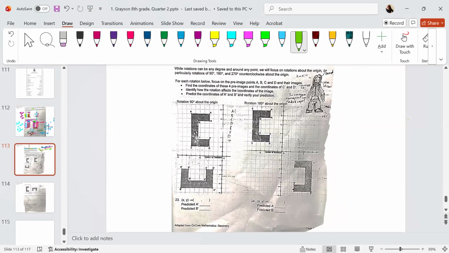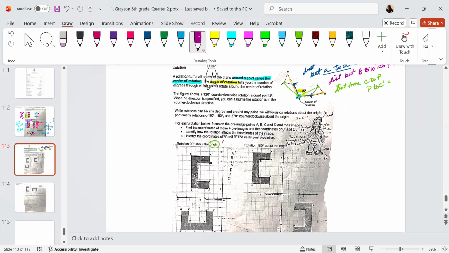So, rotation 90 degrees about the origin. Where is the origin located? Let's read. The origin is located at 0, 0, correct? Remember how we talked about the center of rotation, that point? The origin is your point of rotation. Do you see that? So we're going to put a point right there, correct?